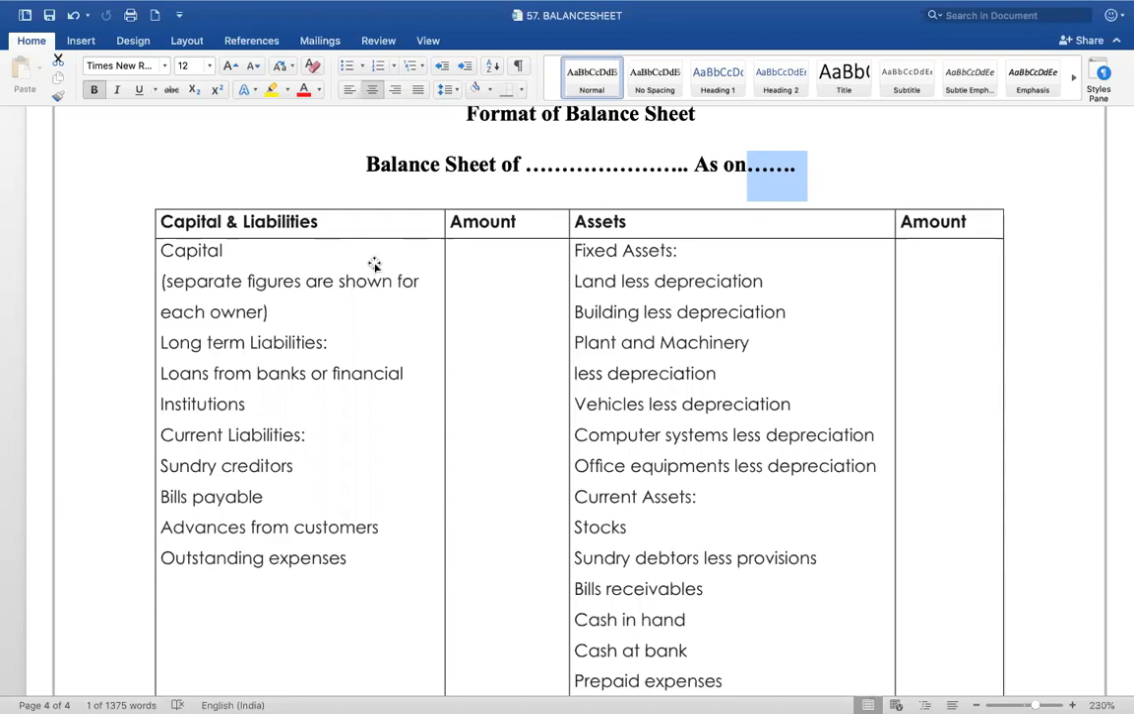Then take capital here in the inner column. If there's any profit to be added, add that profit, or reserve. Then it becomes the total capital. Then long-term liabilities, like loans from banks and other financial institutions. Then you have creditors, bills payable, advances from customers, then any outstanding expenses that you have. That is the list of capital and liabilities.